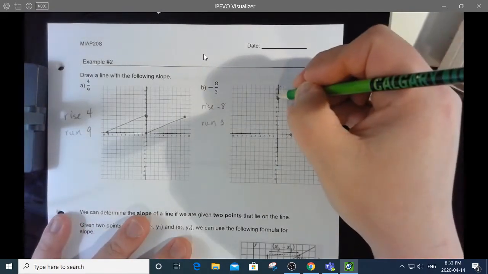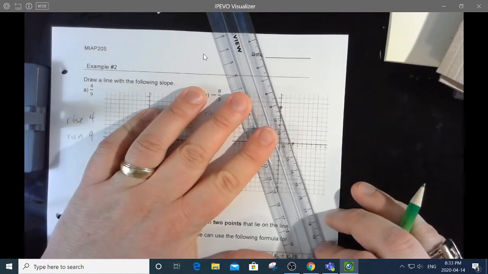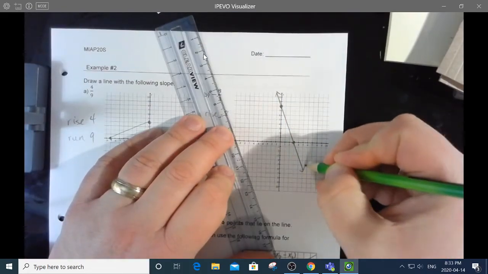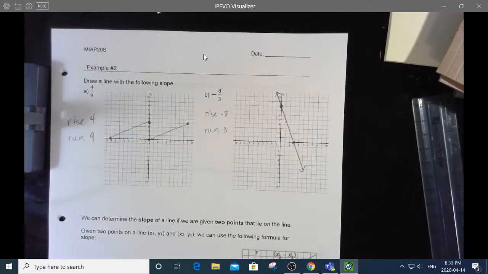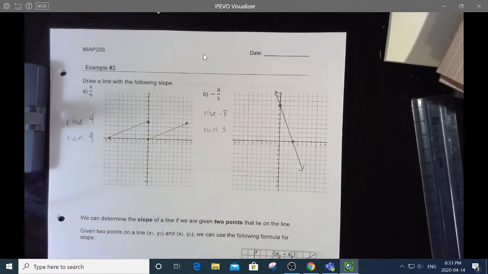And I think this time I will use a ruler. And this time I'll even draw it like this, right? I don't have to actually stop at those points. It did say actually draw a line. Technically, I made line segments there.